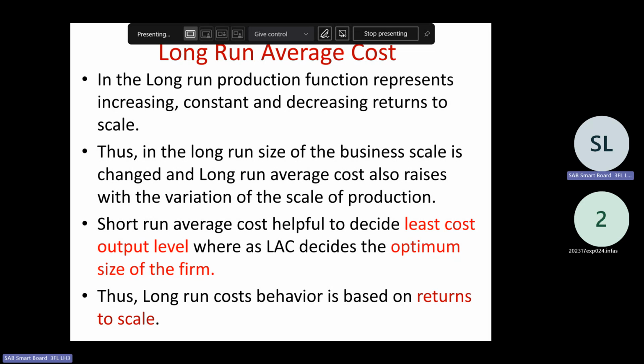At the optimum level, that is the minimum point. So we decide the optimum size of the business. That is the output level which maximizes the profits in the long run.